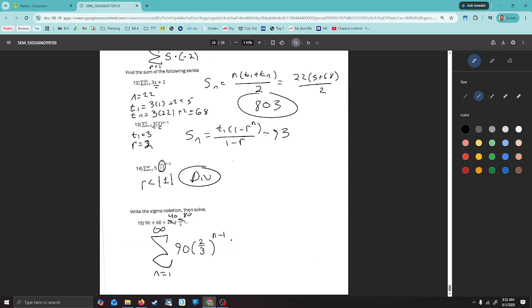Okay, so that's true. So then I can use the formula for an infinite geometric series because my R is in between 1 and negative 1. So it's going to be T1 over 1 minus R. So in this case, it's going to be 90 over 1 minus 2 over 3, which is 90 over 1 over 3, which is going to be 270.